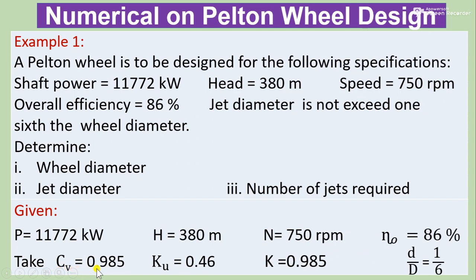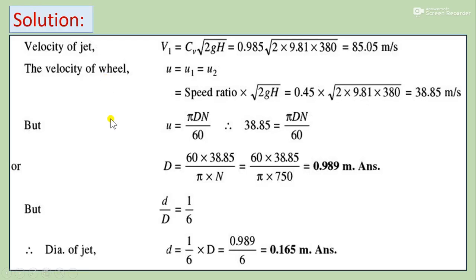Take the CV value, KU value and K value. Now as per the statement, the jet diameter to wheel diameter ratio is equal to 1/6. First of all, the velocity of jet, that is V1, is equal to CV square root of 2gh.